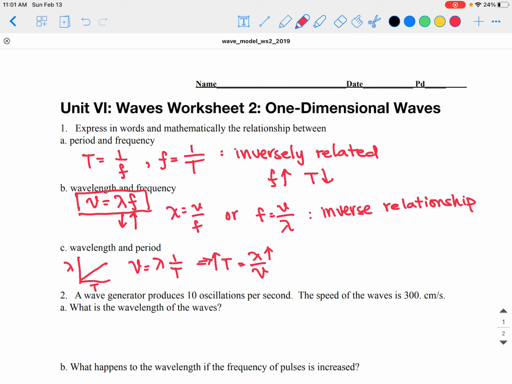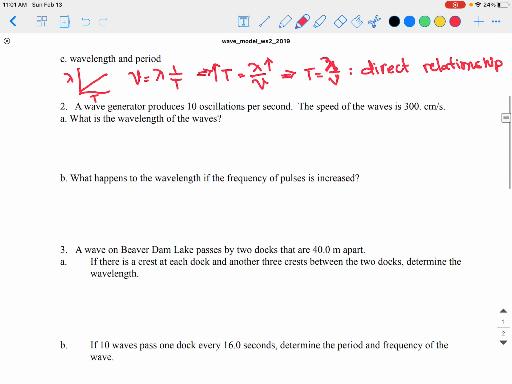Another way to rewrite it is to show that period is equal to lambda over velocity, and you can see that again, they are directly related. So it's a direct relationship.